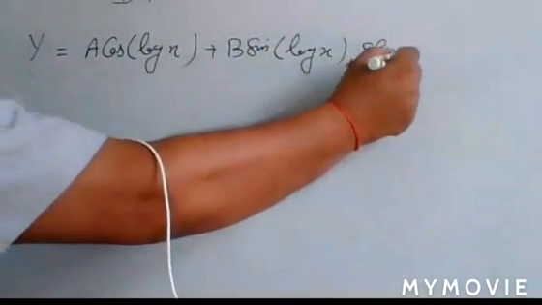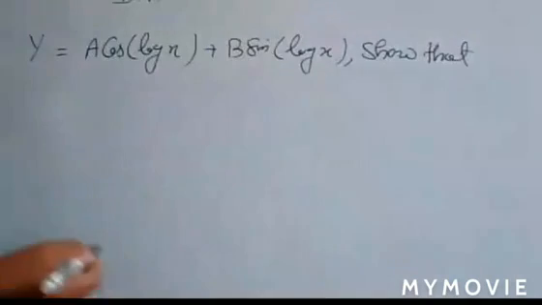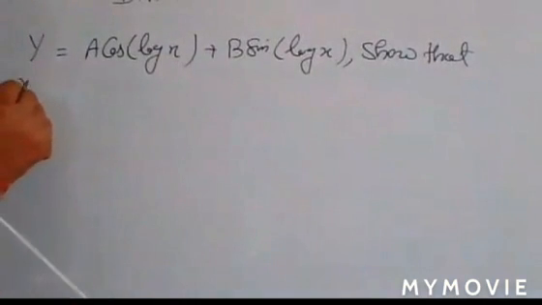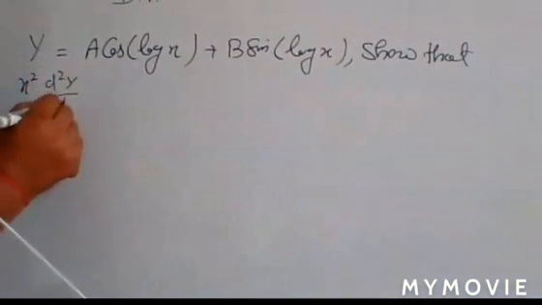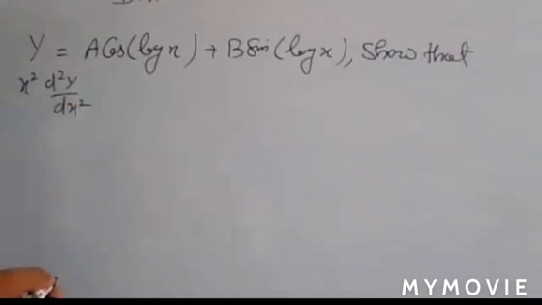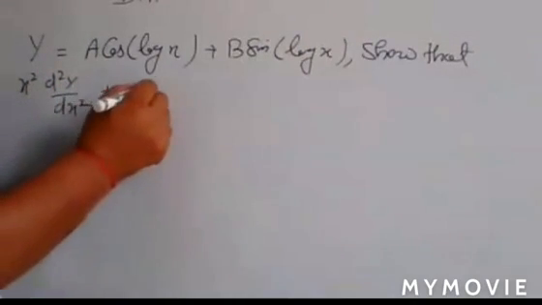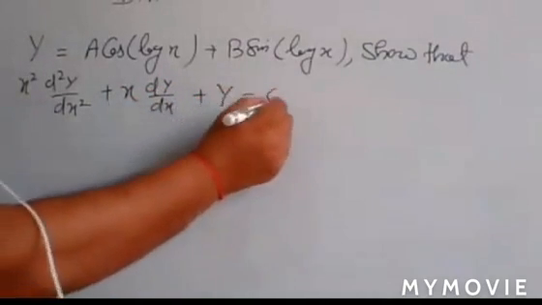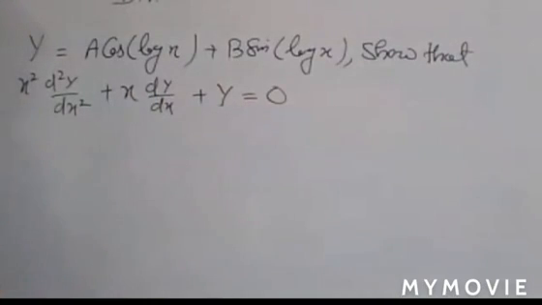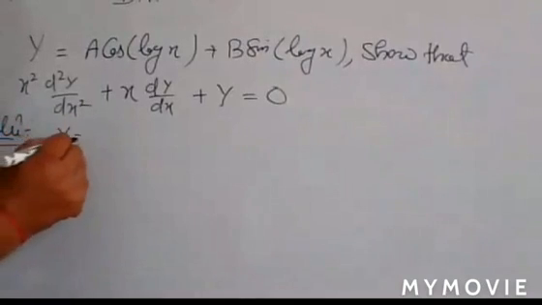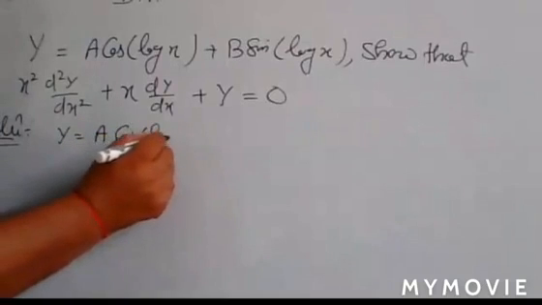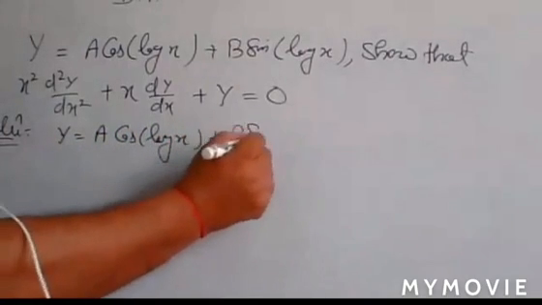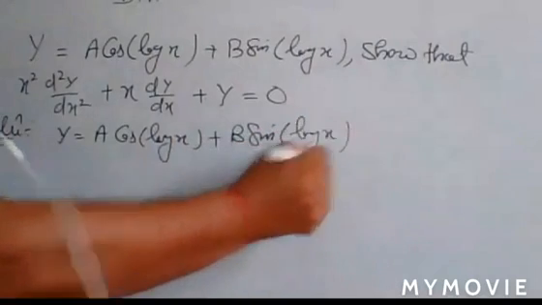So that x square d2y by dx2 plus x dy by dx plus y is equal to 0. You have to prove that result. Now, right, y is equal to a cos log x plus b sin log x, and differentiate it.